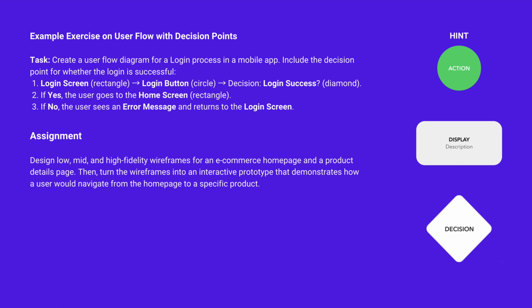So we have a simple task here, which is to create a user flow diagram for a login process in a mobile app. Includes the decision point for whether the login is successful. So the first thing you're going to create is the login screen, which is a rectangle. Then we have the login button, which is a circle.